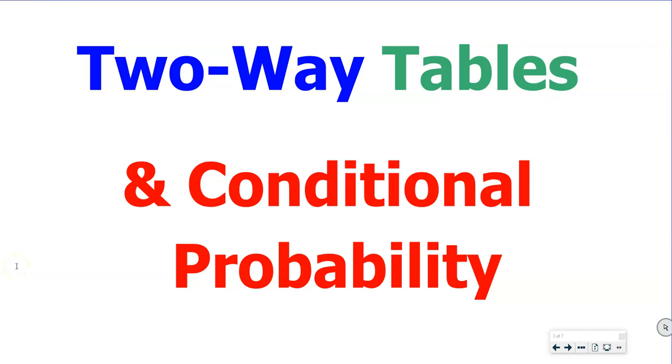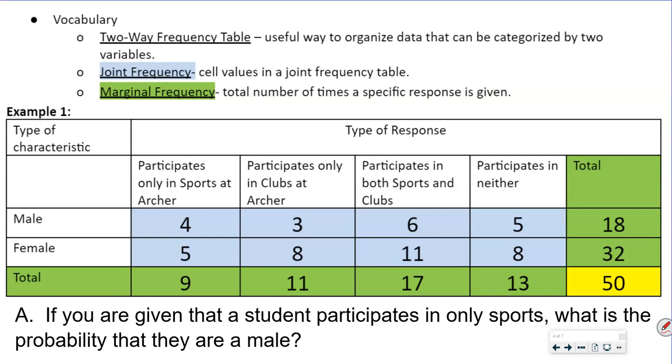So in this video today, we're going to go over two-way tables and conditional probability. Yesterday, we talked about two-way frequency tables, or two-way tables in general, that they're useful ways to organize data that can be categorized by two variables. But we didn't really talk about joint frequency, which are cell values in a joint frequency table. So that's all the blue. Y'all see that? That's like all the data that you put into the table.